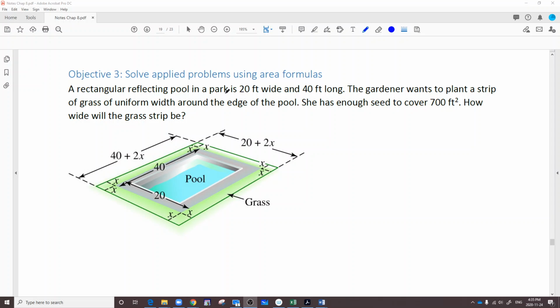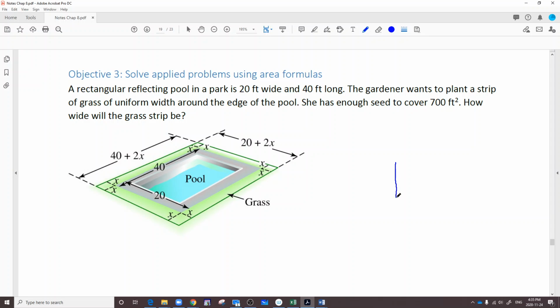So these applied problems using area formulas can be a little bit complicated. And again, sometimes I find the drawings they give you in the textbook make it seem more complicated. So let's look at what this one says. It says a rectangular reflecting pool in a park is 20 feet wide and 40 feet long. So I know we have the drawing here, but I'm going to just draw it.